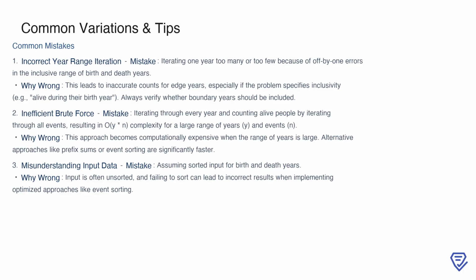The next issue arises from using an inefficient brute force approach. If you iterate through every year and then count the number of people alive by checking every birth and death event, the complexity becomes O(y*n), which is inefficient for large ranges of years. Instead, optimized techniques like prefix sums or event sorting are better suited.